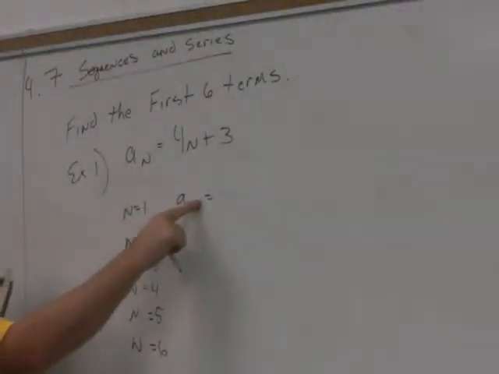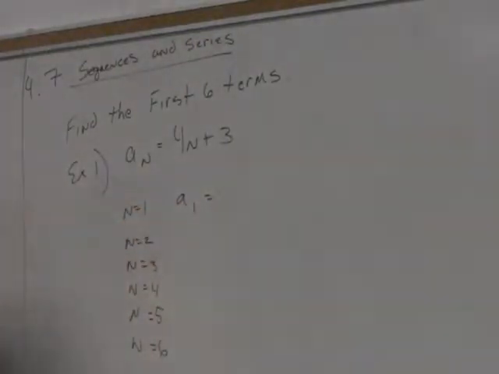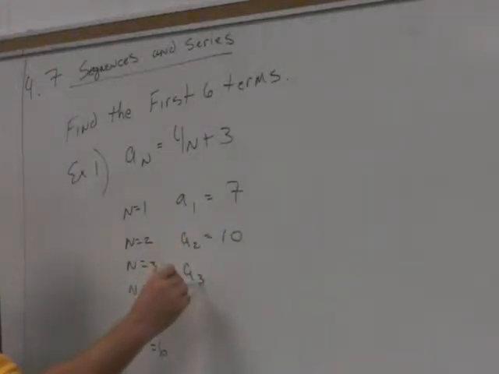What is A? This would be A sub 1. A sub 1 is what? 7. Piece of cake. I'm plugging in 1. 4 times 1 plus 3 is 7. What is A sub 2? What would it be? 10. A sub 3 would be?